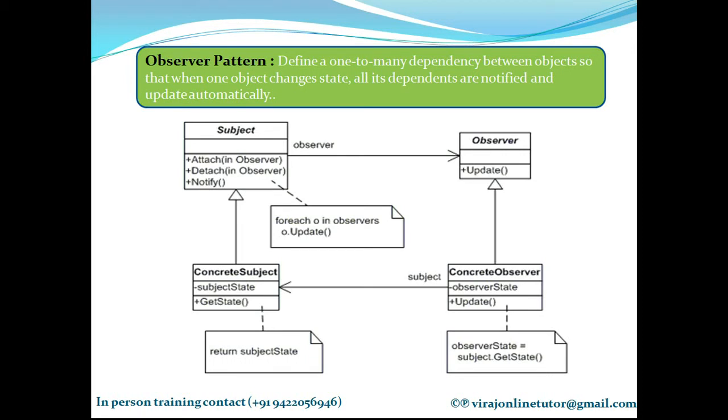It defines one-to-many dependencies. Now who is one here? Publisher is one. And who are many here? All the subscribers who have subscribed to that event are many. So it's one-to-many. One publisher, many subscribers. So it defines one-to-many dependency between objects so that when one object changes the state, all its dependents are notified and updated automatically. Automatically is the keyword.